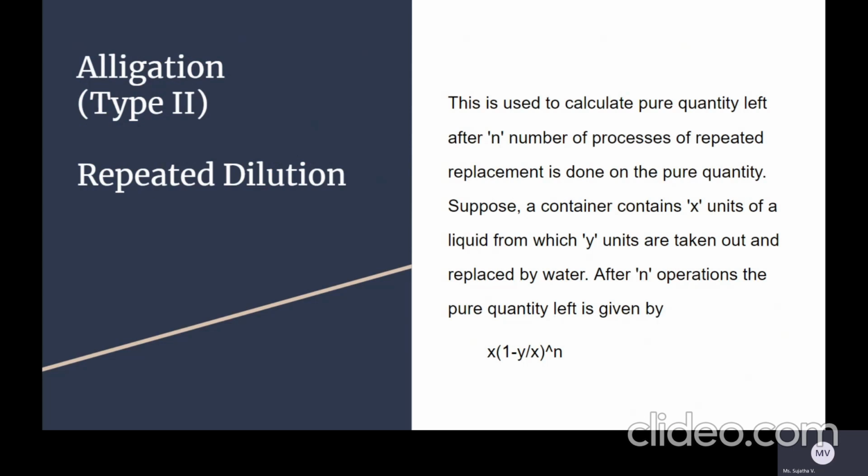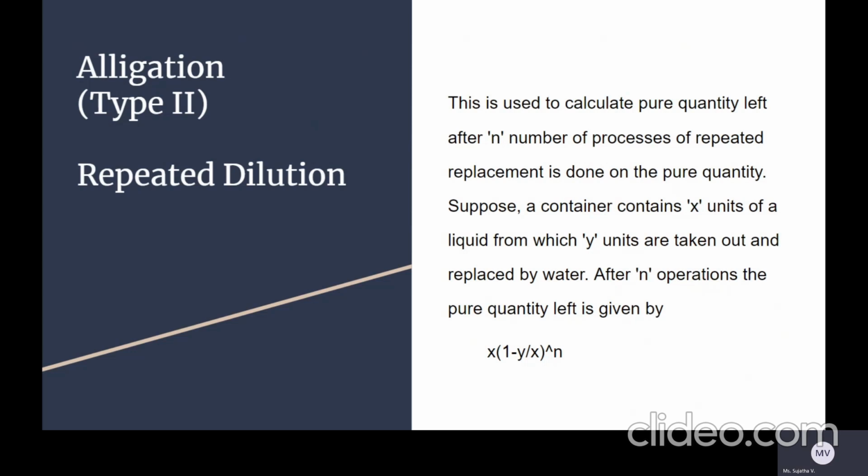Now what is being done is, suppose the volume of liquid that was there in the vessel is X. Suppose a container contains X units. Y units of the liquid is being taken out and it is being replaced with water. So dilution is happening. Y units are taken out and replaced with water. This is repeated n times.